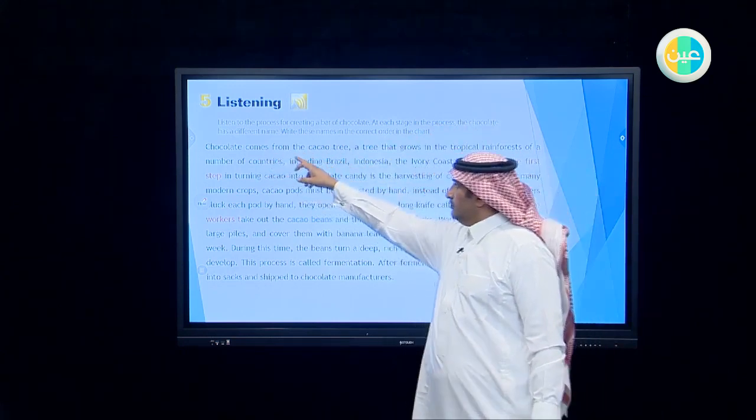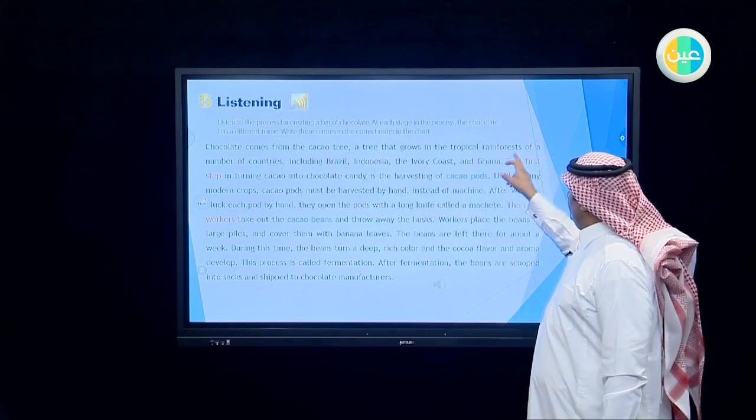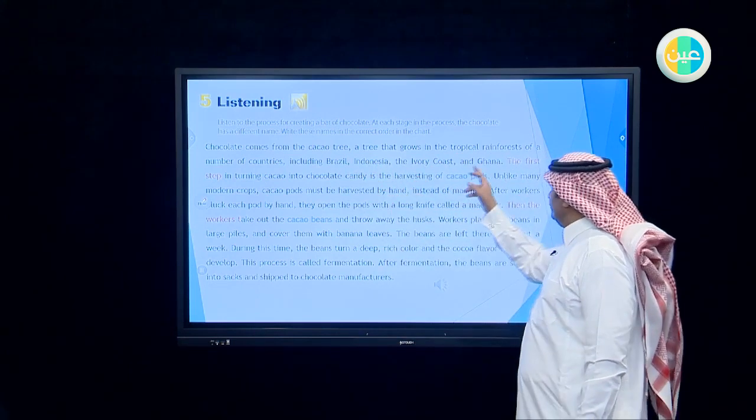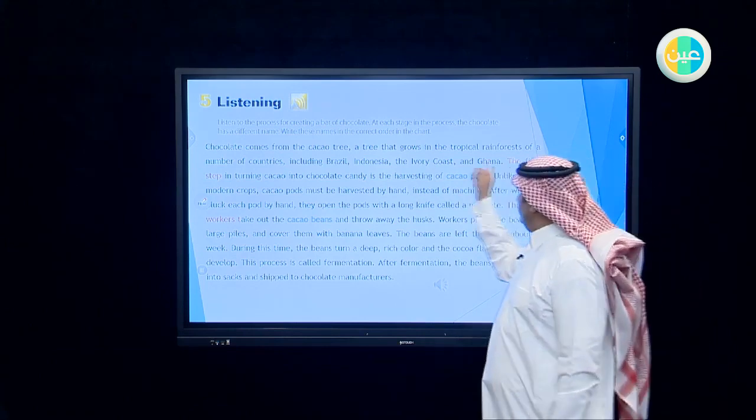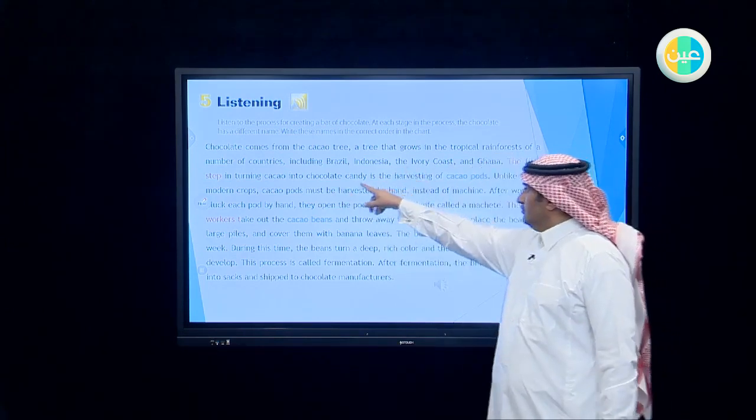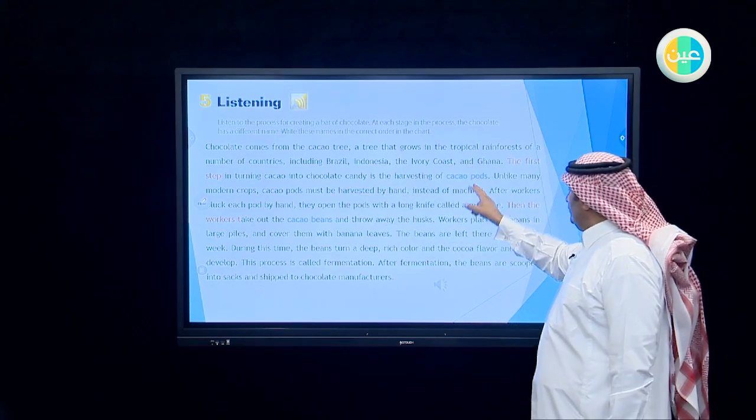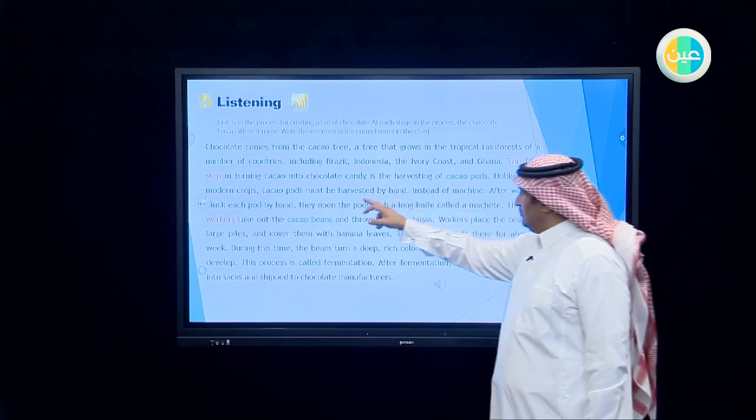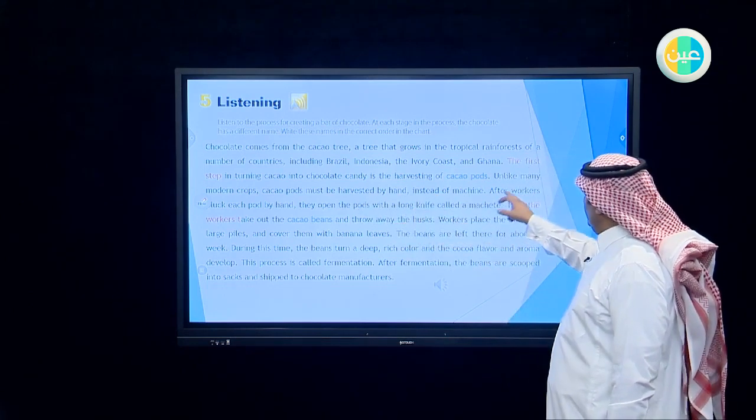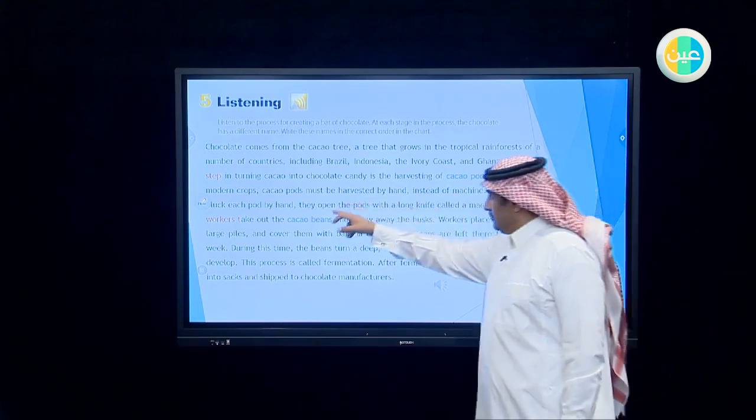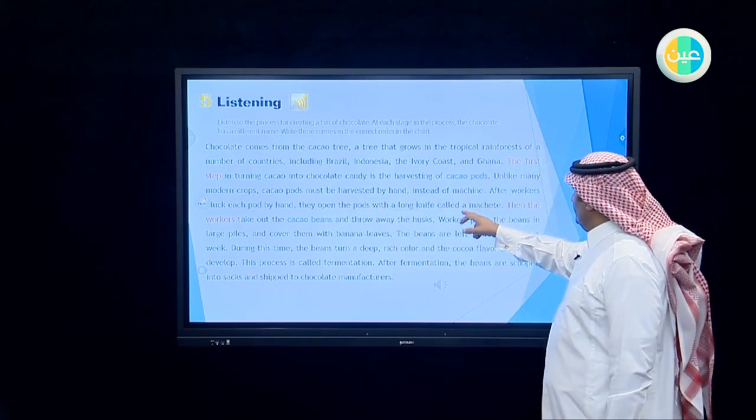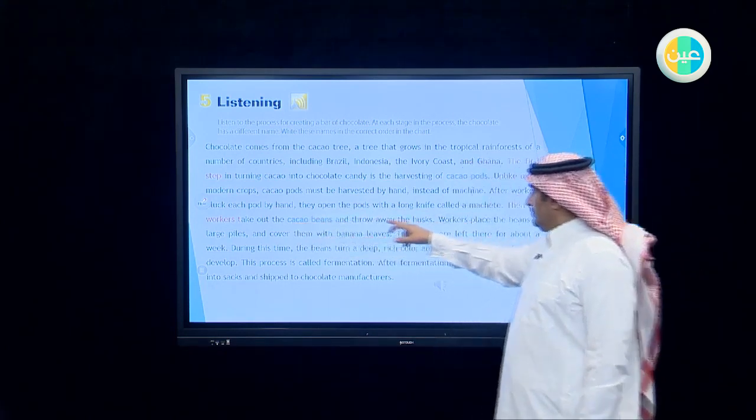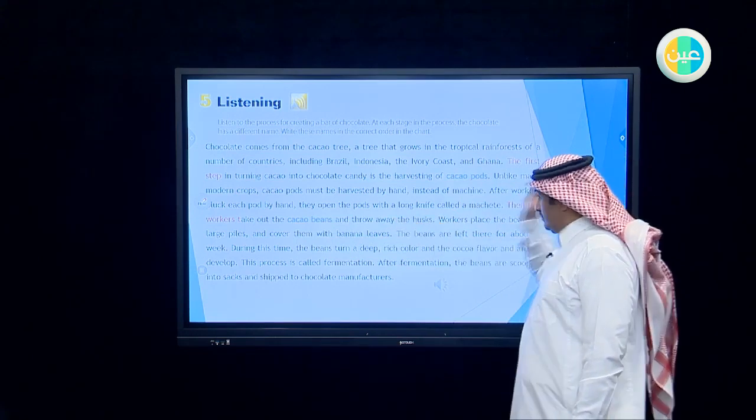Chocolate comes from the cacao tree, a tree that grows in the tropical rainforests of a number of countries, including Brazil, Indonesia, the Ivory Coast, and Ghana. The first step in turning cacao into chocolate candy is the harvesting of cacao pods. Unlike many modern crops, cacao pods must be harvested by hand instead of machine. After workers pluck each pod by hand, they open the pods with a long knife called a machete. Then the workers take out the cacao or cocoa beans and throw away the husks.